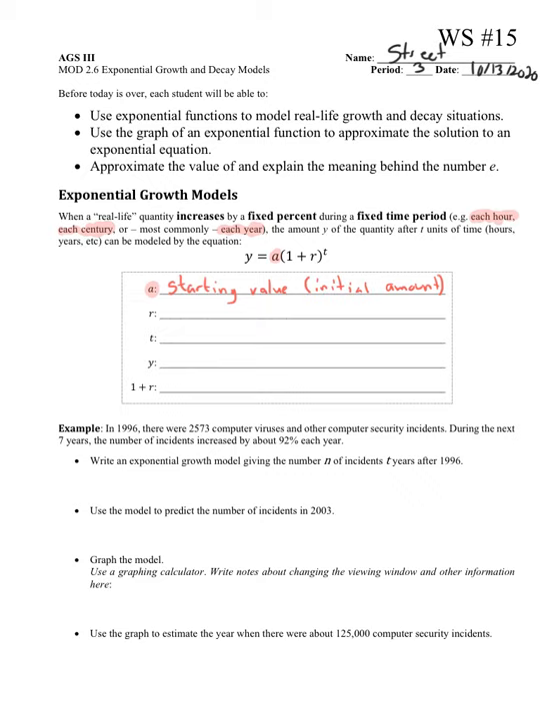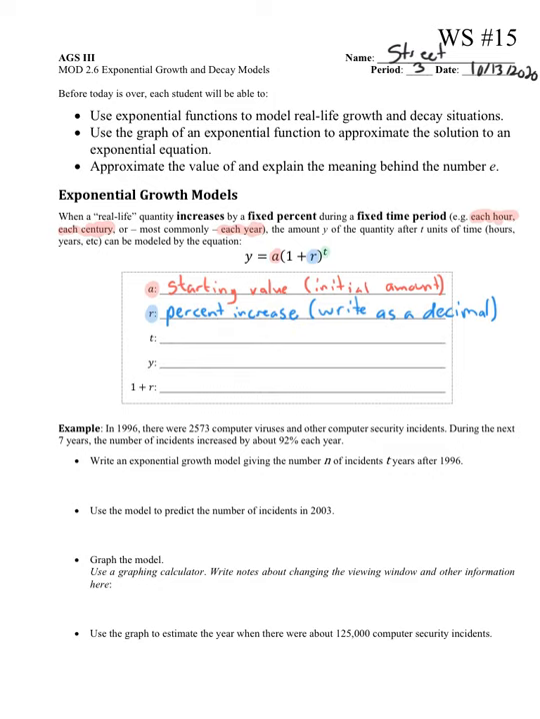The next thing we have is this r value. R is the percent increase, and we always want to write it as a decimal. So if I tell you something's increasing by 98%, you're going to put it as 0.98. You don't want to put it in there as 98. That will give you the wrong answer. So whenever you're using this equation, you have to keep that in mind.